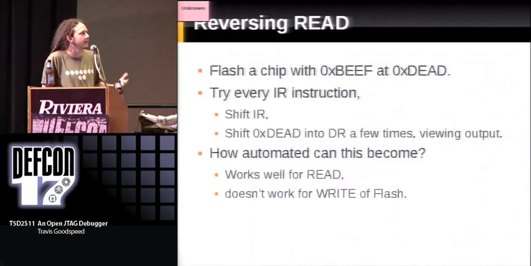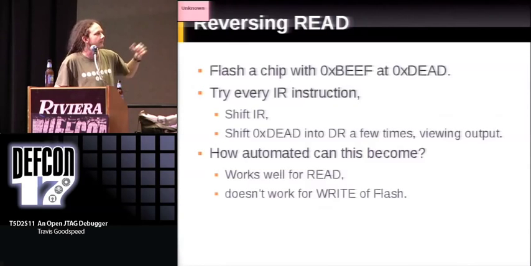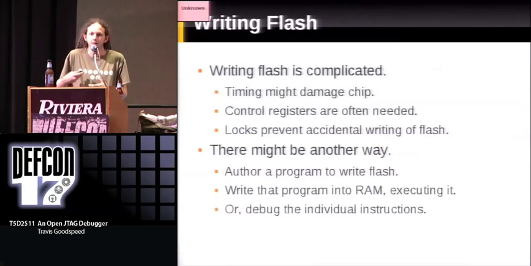And you could automate figuring out how to read from memory by flashing a chip with a particular value at a particular address using the official tools, then running back and trying every instruction until you can get it back out. And you can automate this for reading. You can't automate it for flashing because of how complicated it is and how many chips you would destroy in the process.